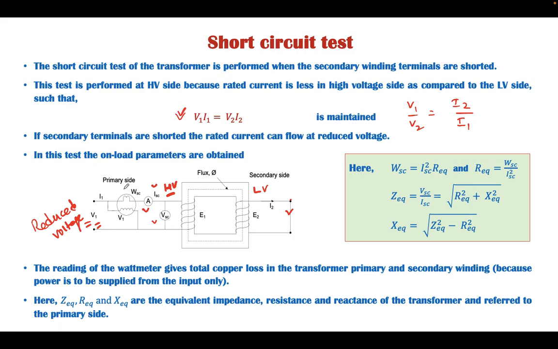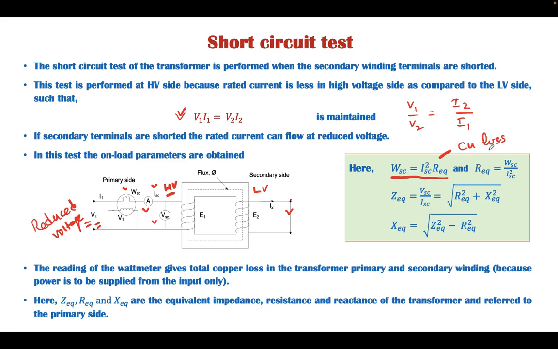The reading of the wattmeter is WSC, because in this case the high voltage side is energized with the low voltage, and hence the iron loss of the transformer is negligible. In other words, whatever loss occurs in the transformer winding is because of the resistance, and that is known as copper loss.